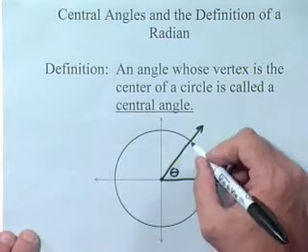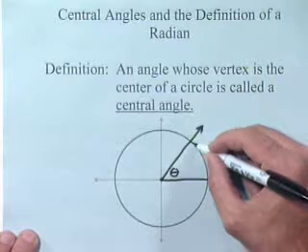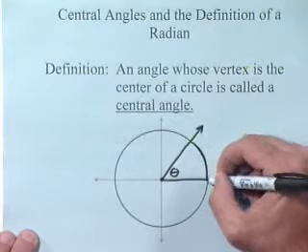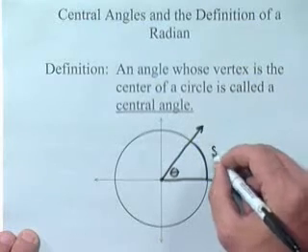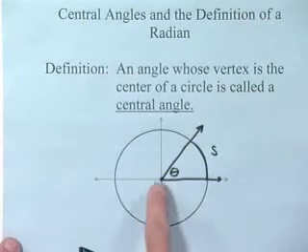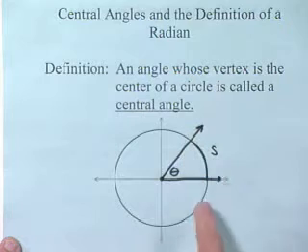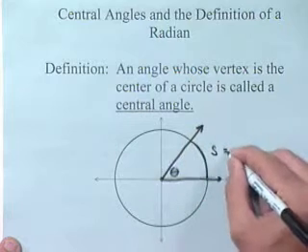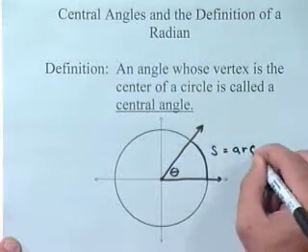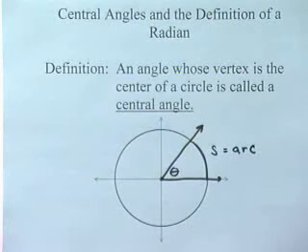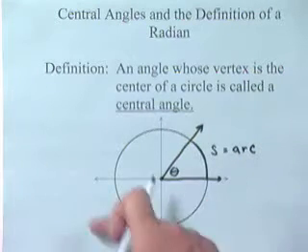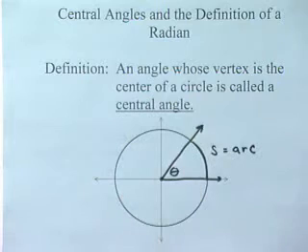Now, we'll call this little piece of the circle an arc, and we'll give it a letter S. So the angle will always intercept the circle at an arc. But that's what a central angle is. Pretty simple. It's just an angle, but we're going to have it centered in a circle.